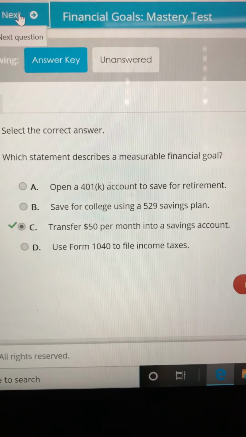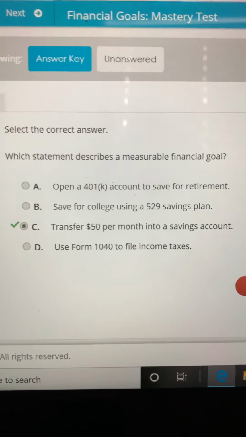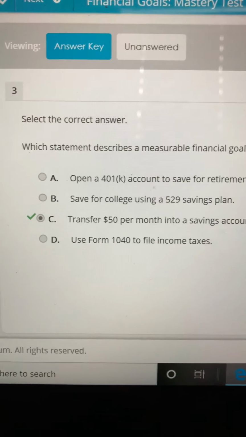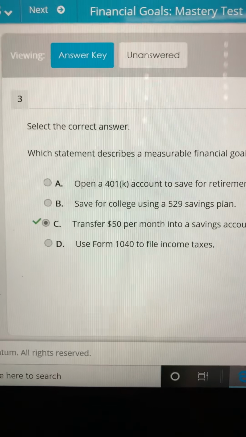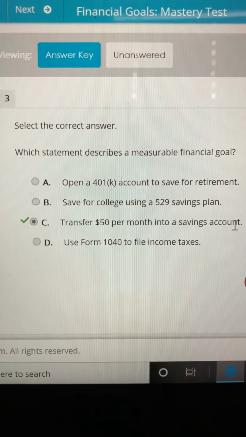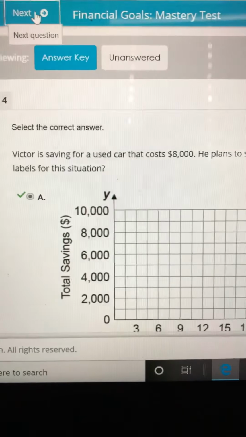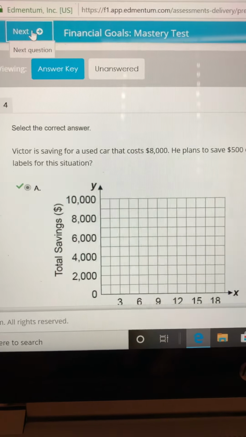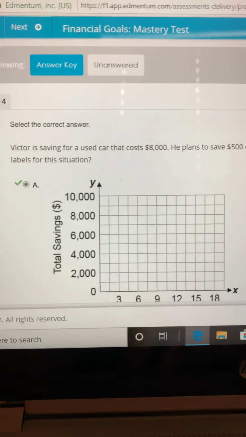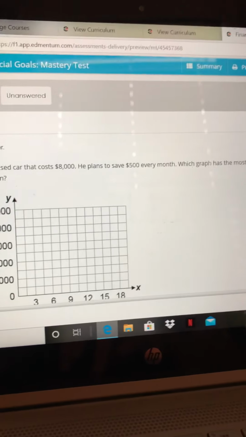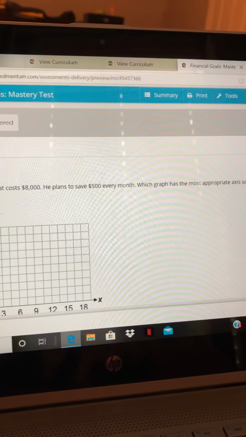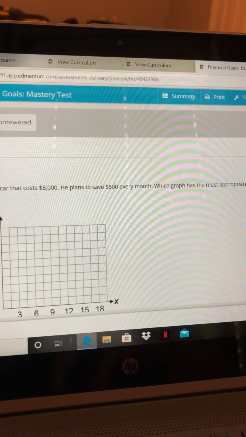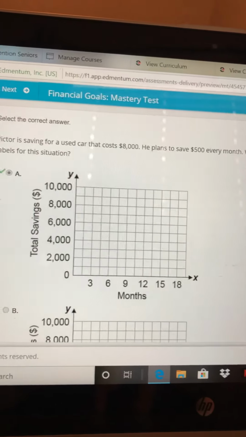Which statement describes a measurable financial goal? Transfer $50 per month into a savings account. Victor is saving for a used car that cost $8,000. He plans to save $500 every month. Which graph has the most appropriate axis scales and labels for this situation?